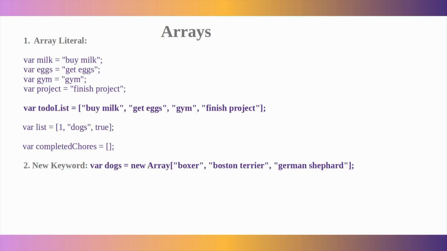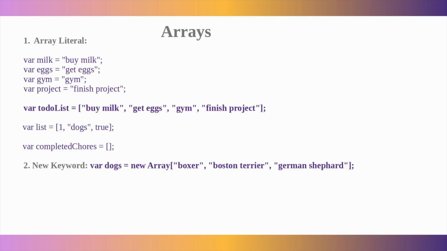An array can store other data types. For example, the array list holds a number, a string, and a boolean. An array can also be empty and hold nothing in it, as we see in var completedChores, which references an empty array that will presumably be filled with the names of completed chores as they get done. Moving on, you can also create an array with the new keyword, as in the array referenced by var dogs. Though this is not as pretty, so we'll be using array literals.